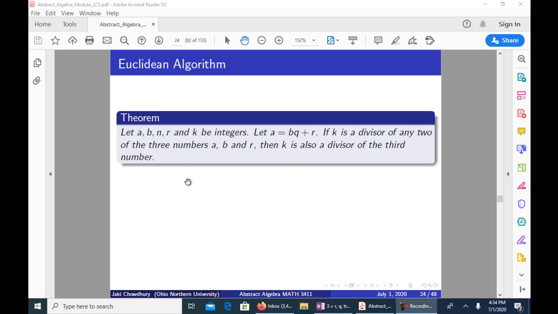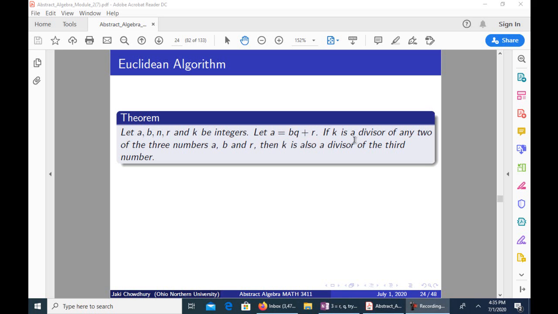And first of all, I'm going to start with two facts here. Let a, b, q, and r be integers, and let a be equal to bq plus r. You can think of this by the division algorithm. So if you divide a by b, q is the quotient, r is the remainder.